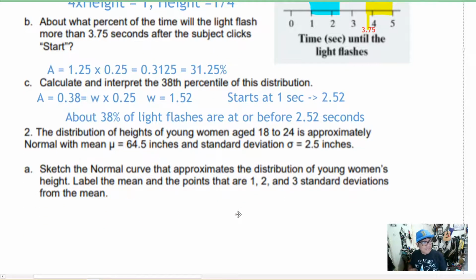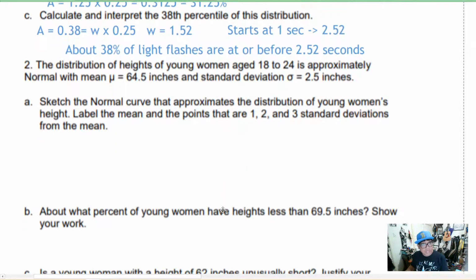Okay. Let's see now question 2. That takes care of it for the light flashes. The distribution of heights for young women age 18 to 24 is approximately normal, with a mean of 64.5 and a standard deviation of 2.5 inches. So let's sketch a normal curve that approximates the distribution of young women's heights and label the mean and points that are 1, 2, and 3 standard deviations from the mean.